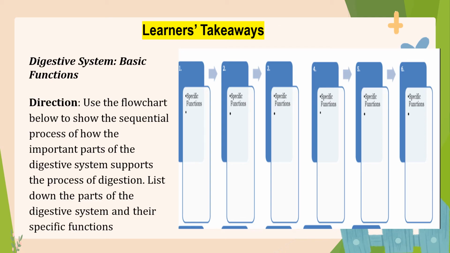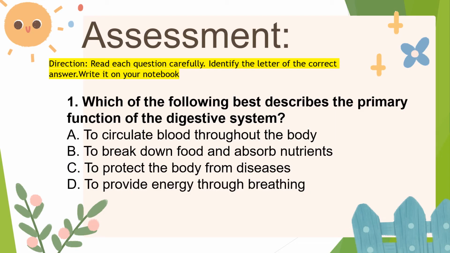Now that we have explored the basic functions of the digestive system through our activities, let's organize what we have learned using a flow chart. Do this in a short bond paper. Now, let me read to you questions number 1 to 5. Write only the letter of the correct answer in your notebook.